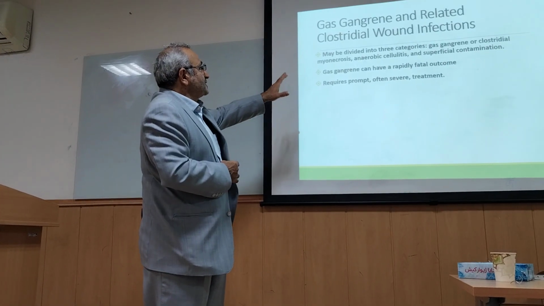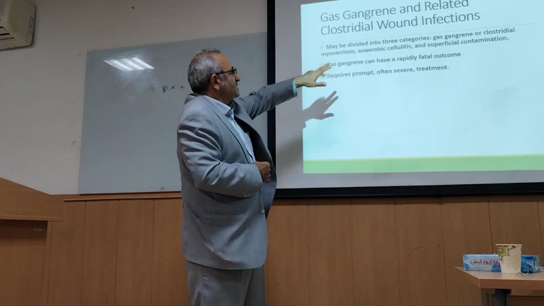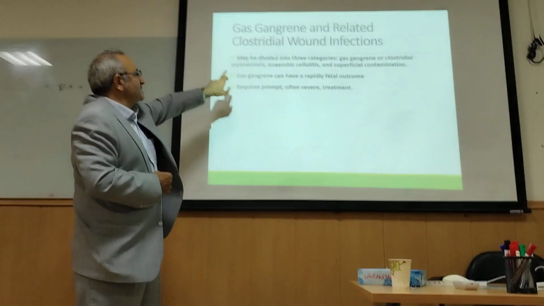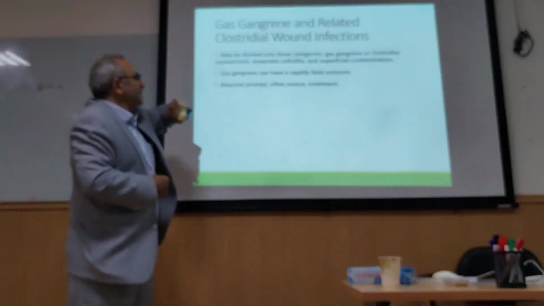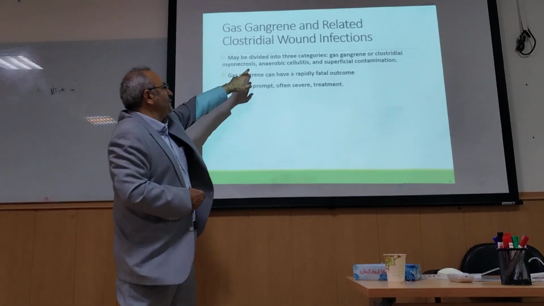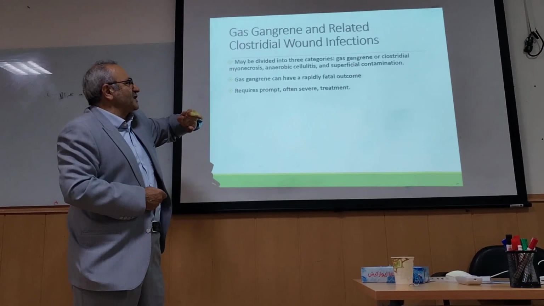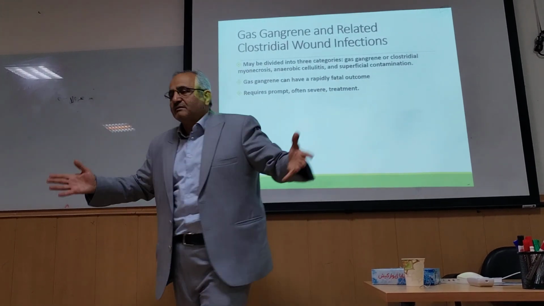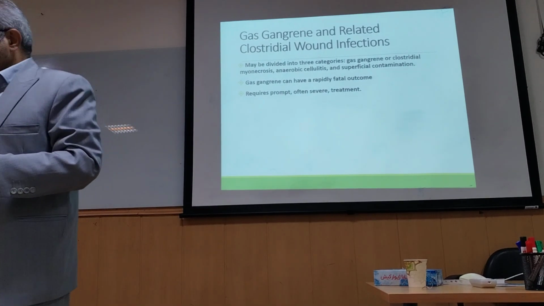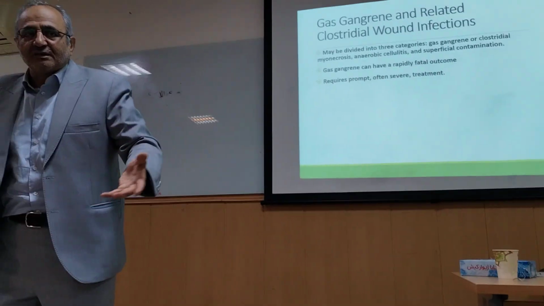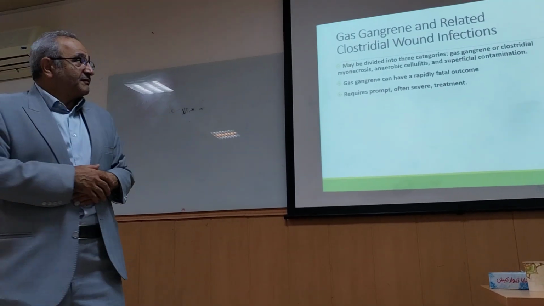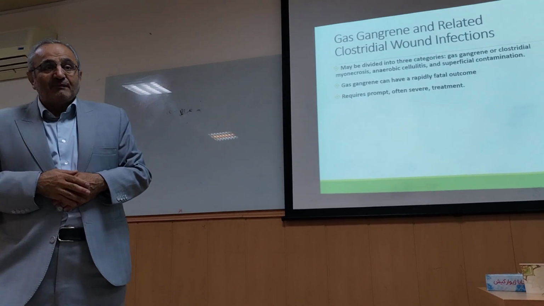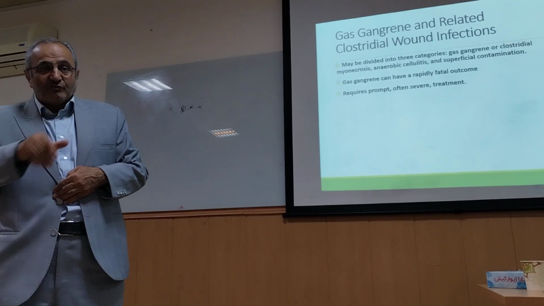Okay, what is this? Another name for gas gangrene is Clostridial myonecrosis. The second form of disease is anaerobic cellulitis and superficial contamination. This one is not malignant. It improves without any amputation, without any resection of the affected organ. But the first one, gas gangrene, you have to do an operation to remove the affected finger, foot, or hands.